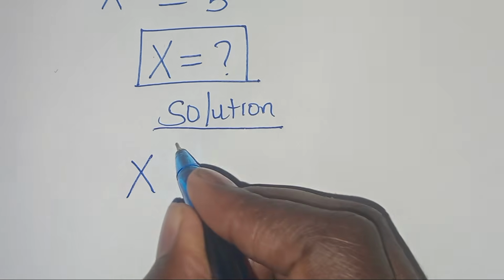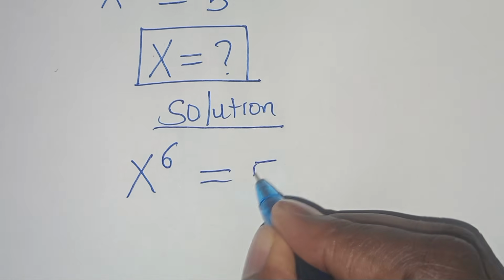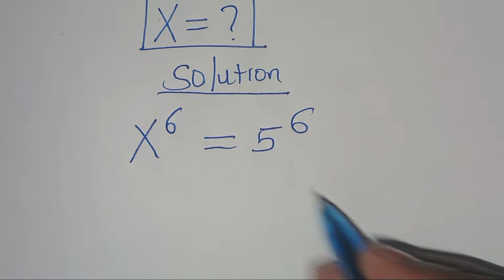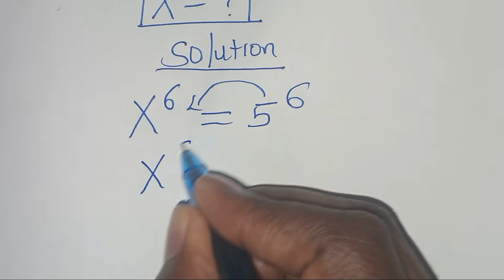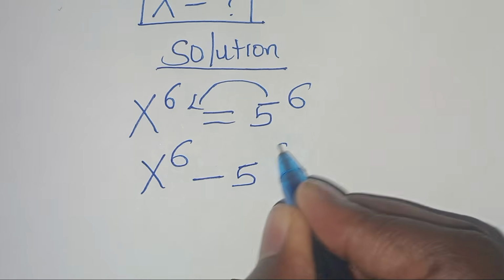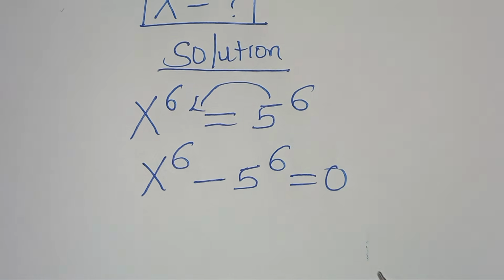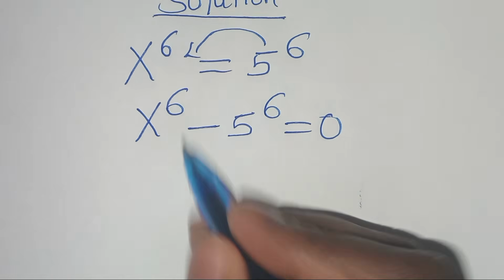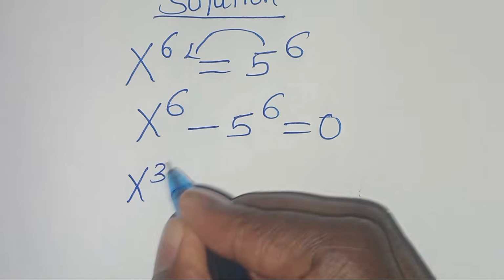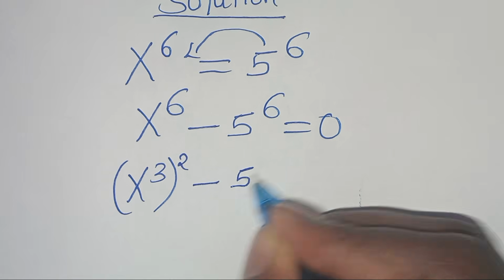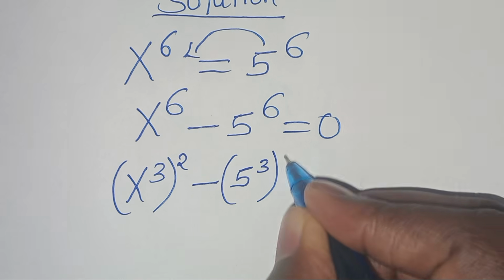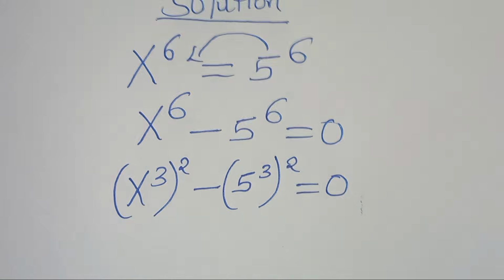So this is x to the power of 6 equal to 5 to the power of 6. Let's take 5 to the power of 6 to the left hand side so that we have x to the power of 6 minus 5 to the power of 6 equal to 0. We can express this as x to the power of 3, raised to the power of 2, minus 5 to the power of 3, raised to the power of 2, equal to 0.